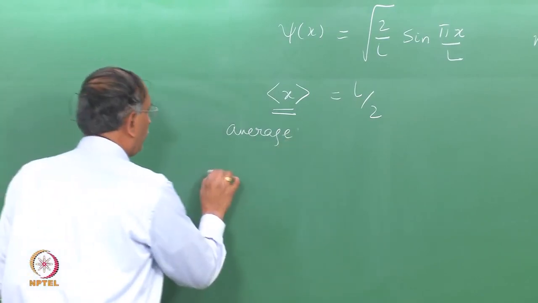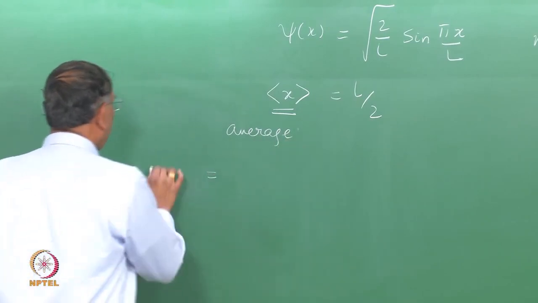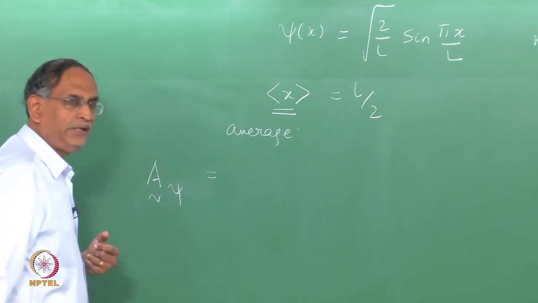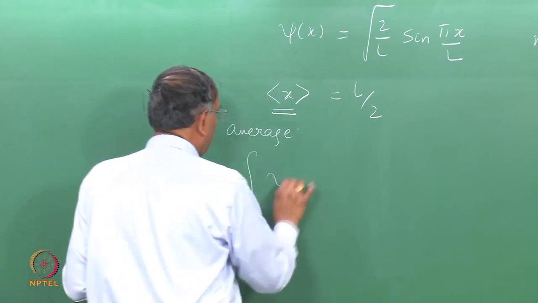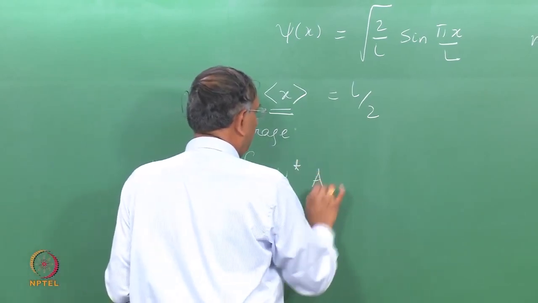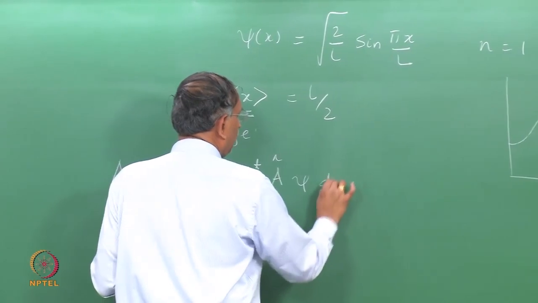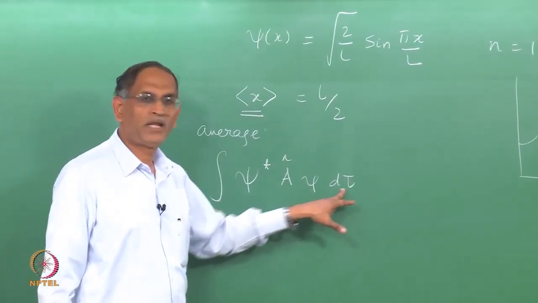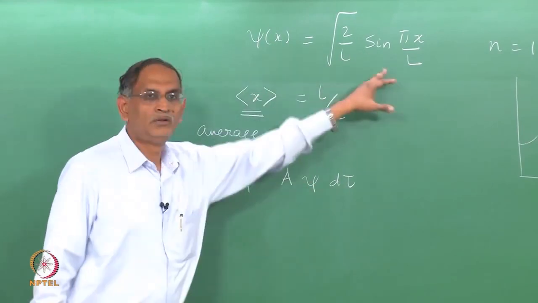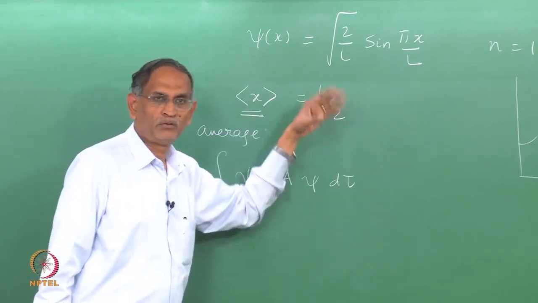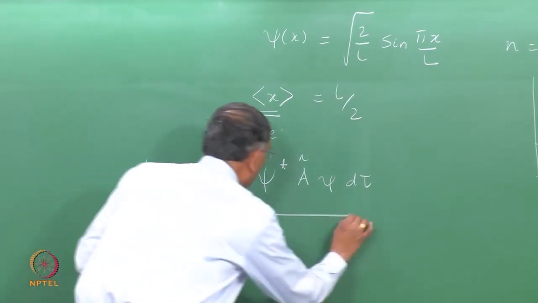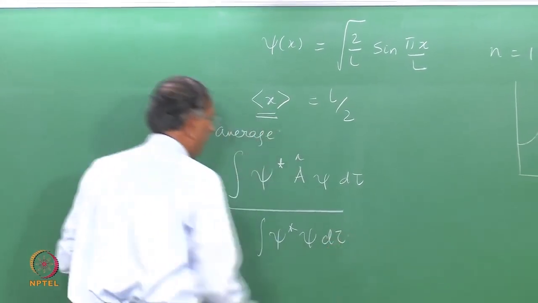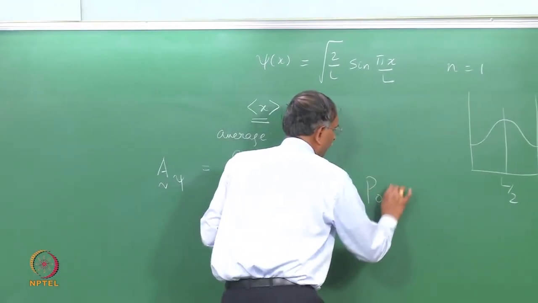The average value in quantum mechanics for any variable A in the state psi is given by the integral of psi star A psi d tau, which is the volume element or the area element or the length element, similar to whether it's a one-dimensional box or a two- or three-dimensional, divided by the integral psi star psi d tau. Okay, this is a postulate.